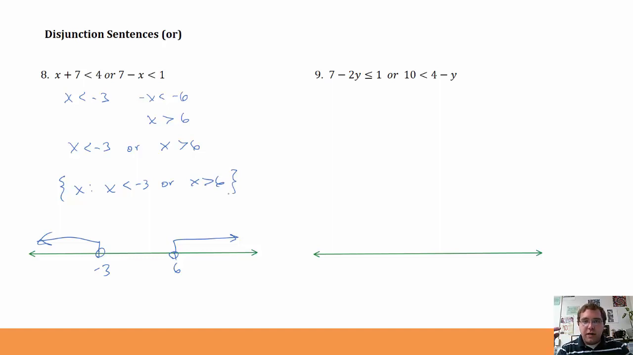So the AND inequalities often go towards each other. The OR inequalities often go away from each other.